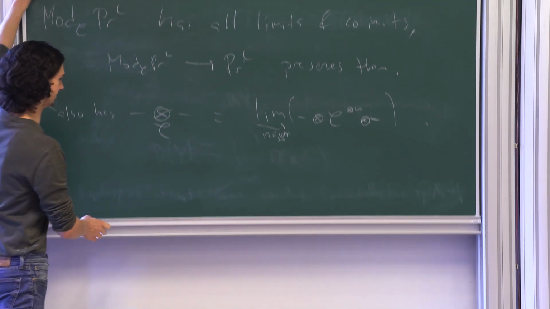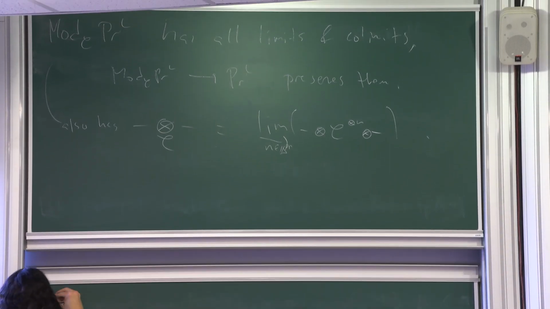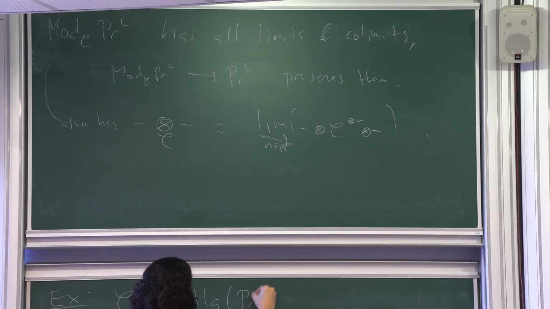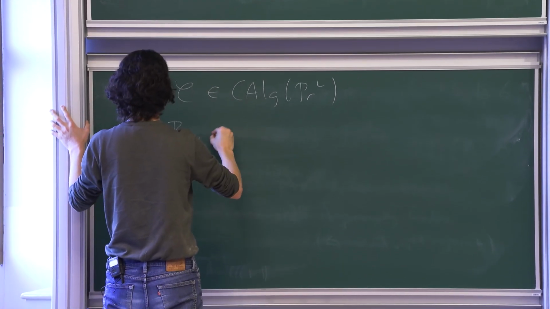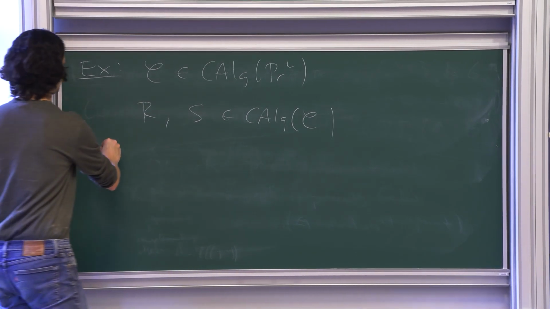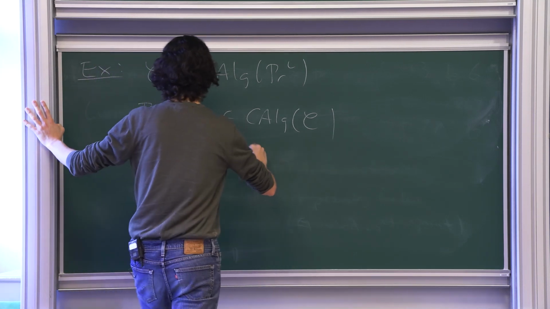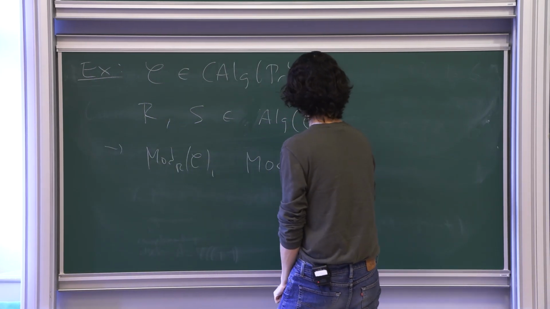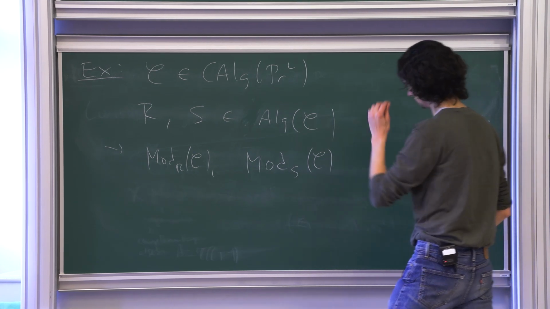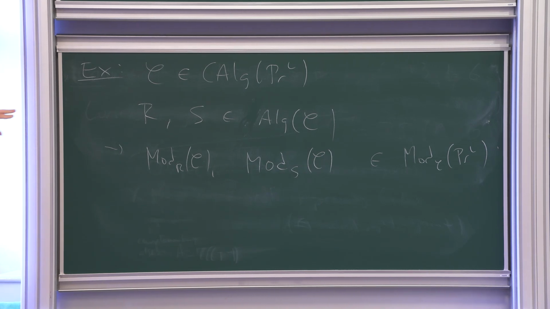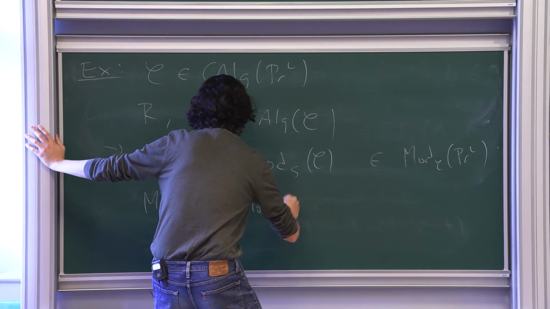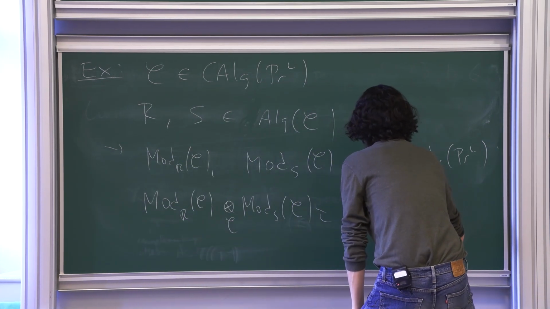Let me give an example of a calculation. If you have C in CAlg(PrL), and then you have R and S, which are commutative algebra objects in C, then you can consider left modules over R or S, and these will be in Mod(C)(PrL). So just R-modules in C, S-modules in C. And then Mod_R(C) tensor over C Mod_S(C) is just Mod_{R⊗S}(C).